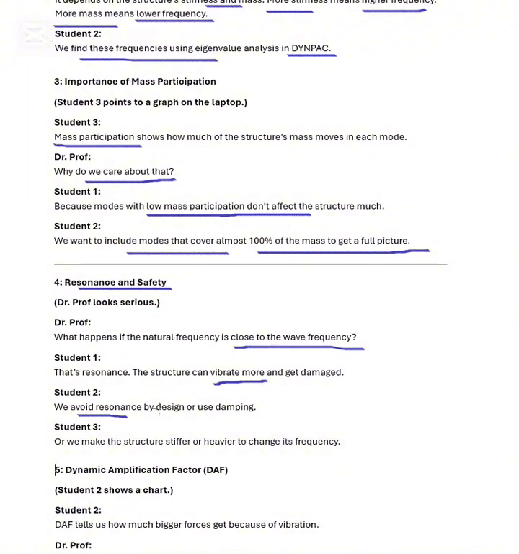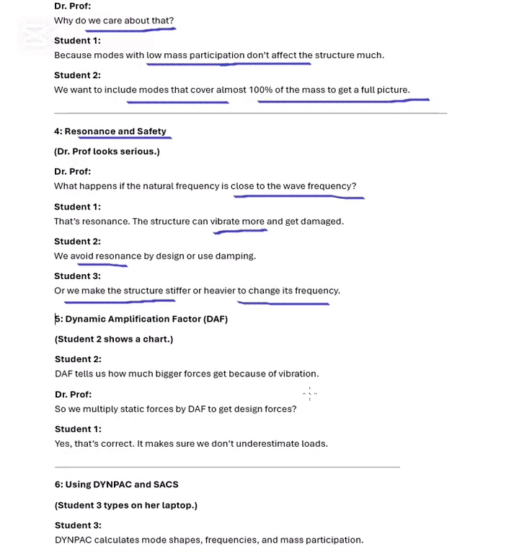How? By design, or by using damping, or we make the structure stiffer or heavier to change its frequency. If we keep the frequency away from the wave frequency, then we are avoiding the resonance. Okay, that's by design.